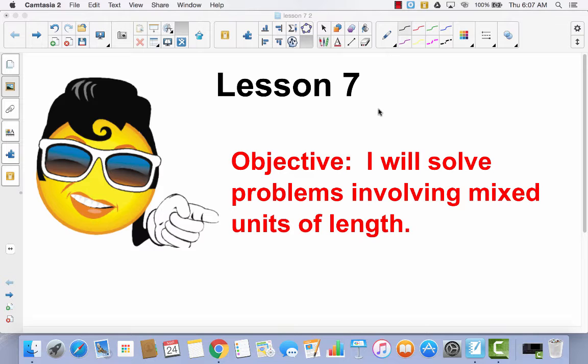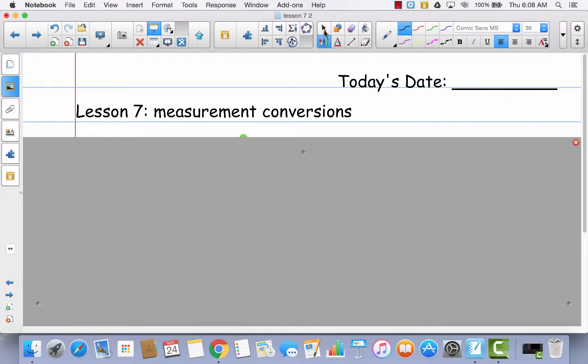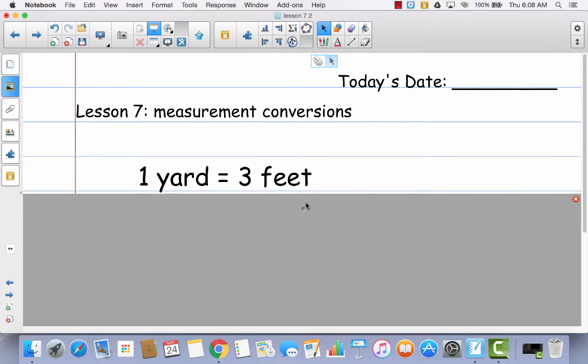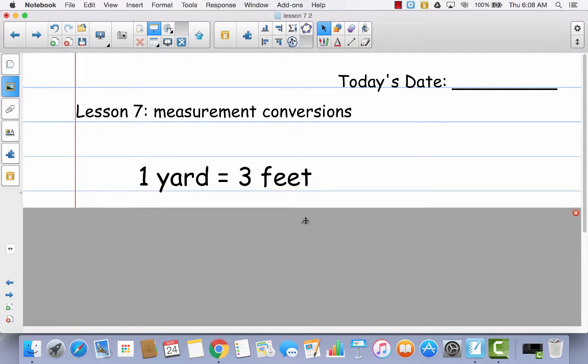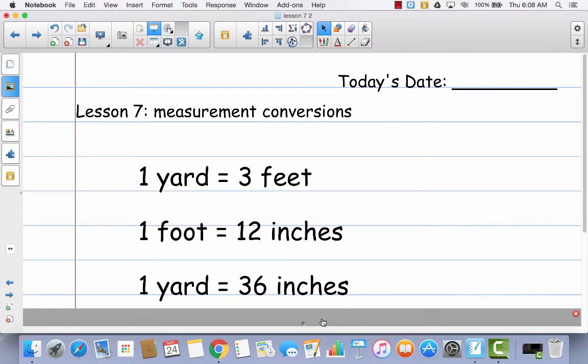So you are going to need your math journal today because I want you to write down a couple of key conversions that you're going to need today. So I just want you to copy these 3 conversions really quickly for me in your math journal. I want you to write 1 yard is equal to 3 feet. 1 foot is equal to 12 inches. And 1 yard is equal to 36 inches. When you get all of this copied, I want you to press play. So go ahead and pause, get everything copied, and then press play.